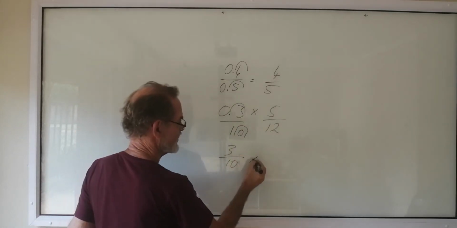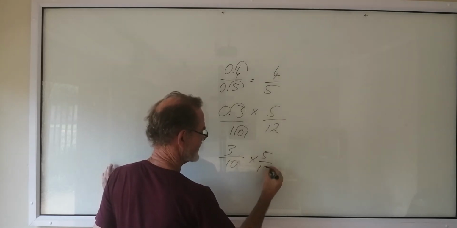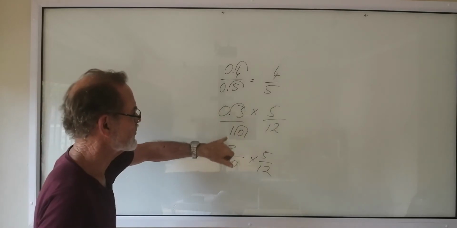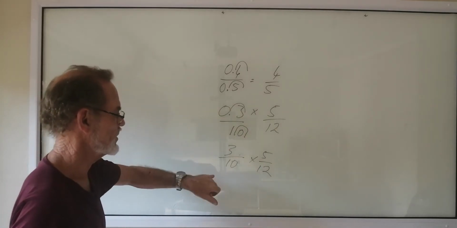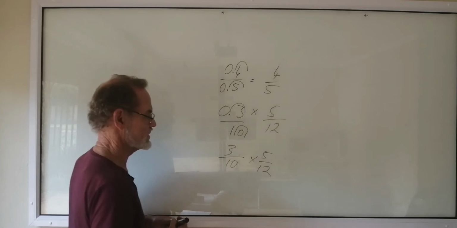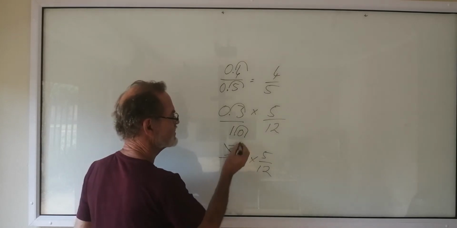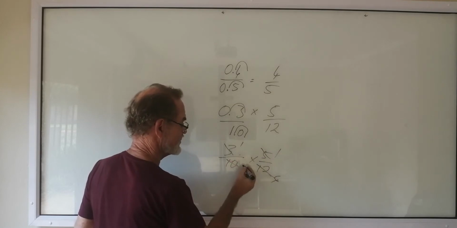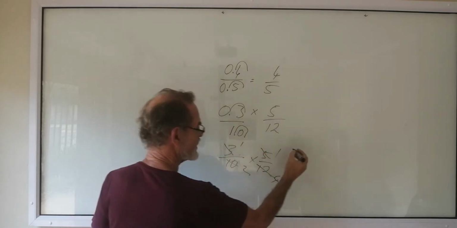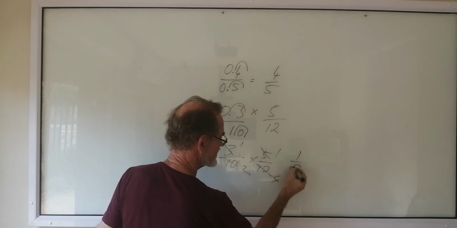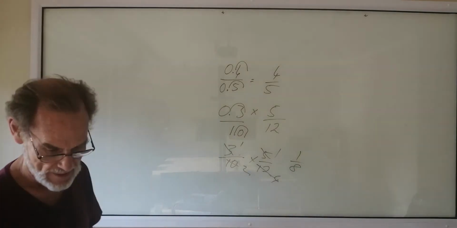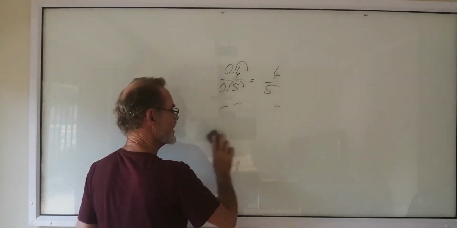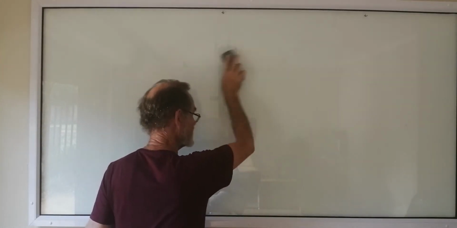3 over 10. This 5 over 12 now stays the same. Now we've changed this 0.3 over 1, we've changed it to 3 over 10. And now we can start cancelling. 3 goes into the 1, 3 goes into the 4, 5 goes into the 1, 5 goes into the 2. So 1 times 1 is 1, and 2 times 4 is 8. Okay? This decimal system has made life much easier for us.